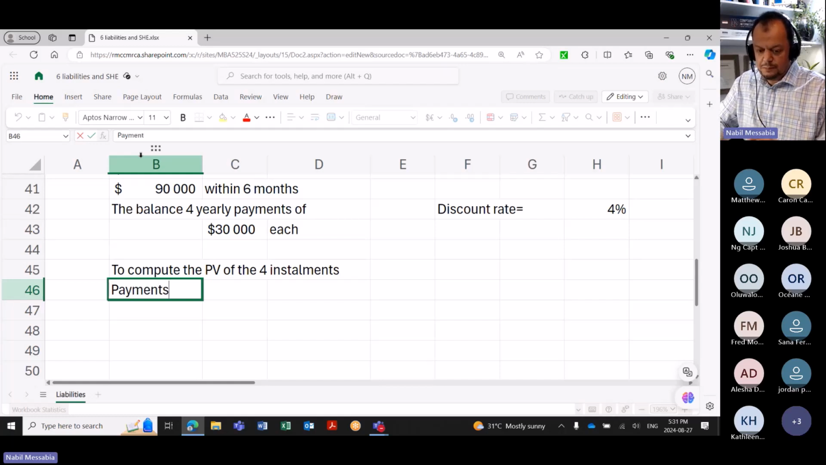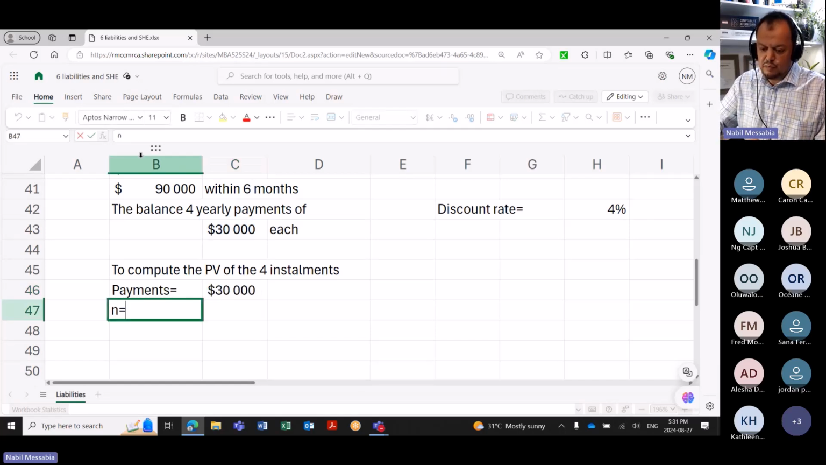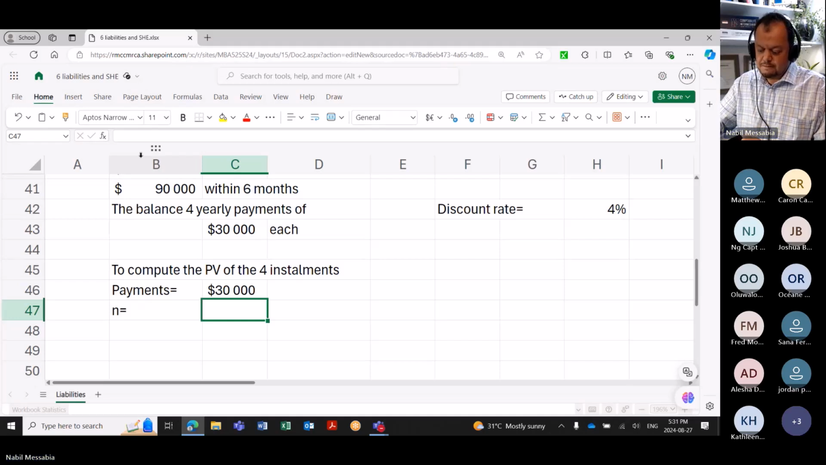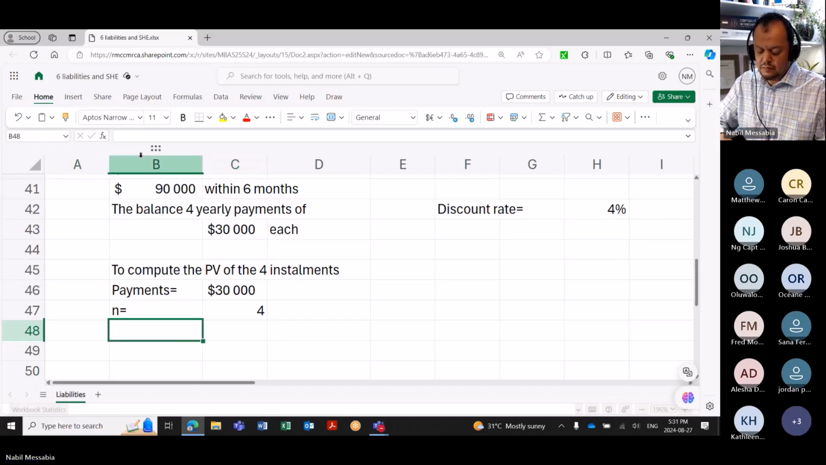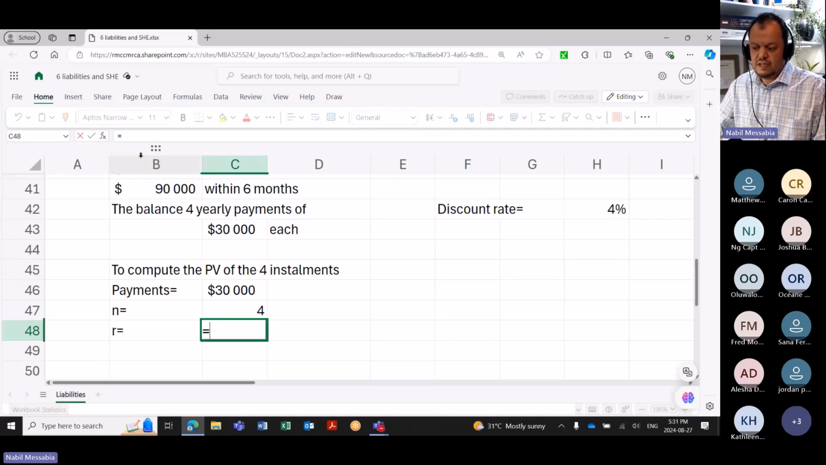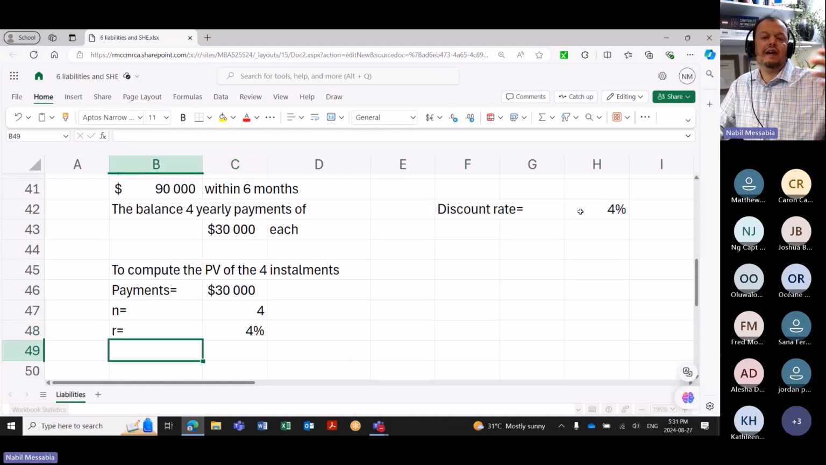The information Excel will need to make the formula is this. We need the payment, which is 30,000. We need N, the number of periods, which is 4 payments. And the discount rate, R, which is the same discount rate, 4%. And is there any final payment? In this case, no. Future value, final payment? No, we only pay 30,000 each, and that's it.